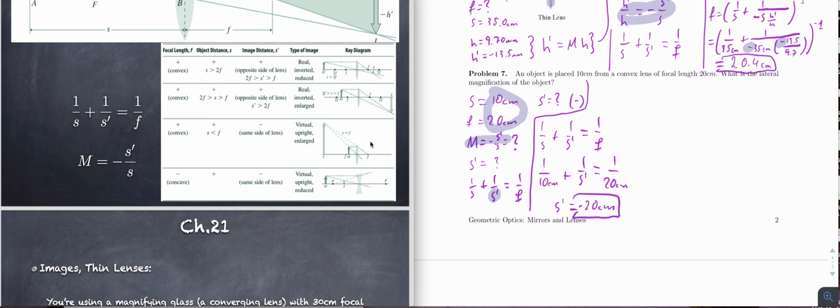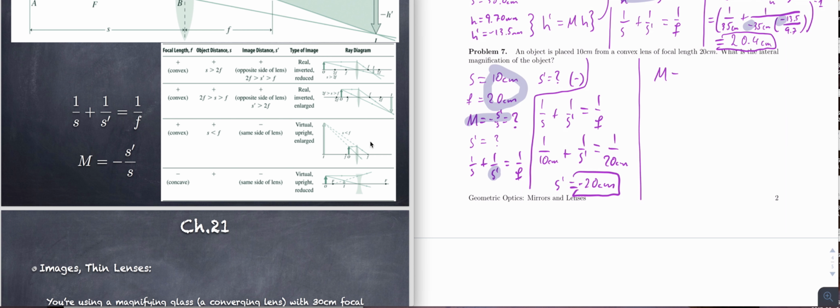The table here. So we're in this scenario, and the image is to the left of the lens, so it should have a negative S prime value. So now we're ready to compute magnification, which is minus S prime over S. So that's going to be minus minus 20 over 10, so that's just 2. And that's good. If you look at the example here, it should be upright, so the magnification should be positive. It's enlarged, in fact doubled. And everything worked out nicely.